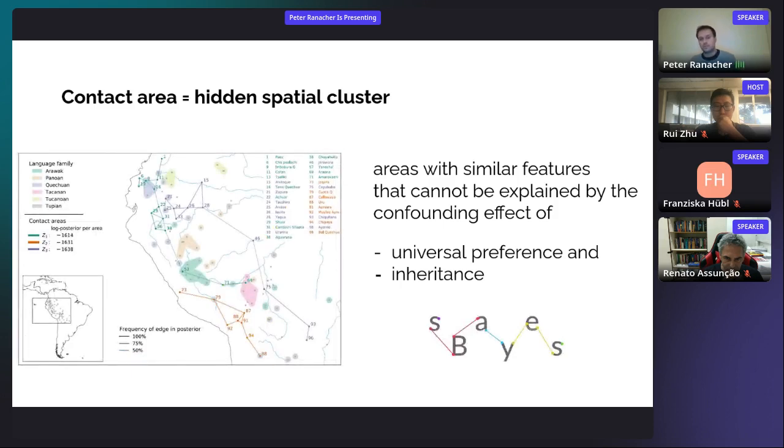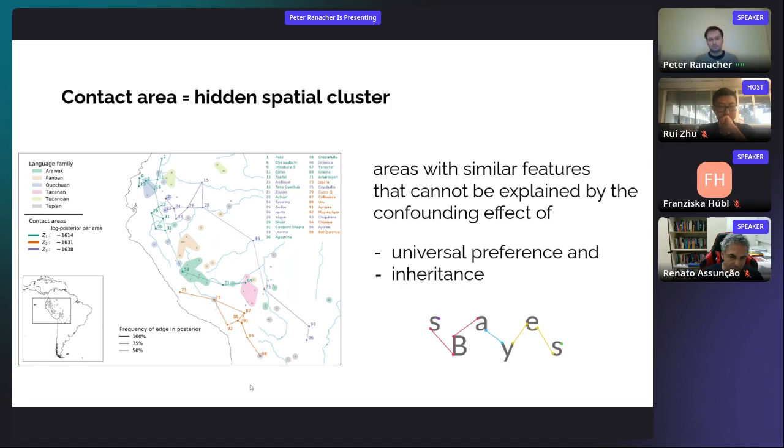Now, what would we do? We would develop an algorithm called SBayes, which stands for a spatial Bayesian clustering algorithm. And this clustering algorithm finds hidden spatial clusters. It learns which similarities, so which similar features in a set of languages, cannot be explained by the confounding effect of universal preference and of inheritance. And it tries to cluster the remaining similarities.